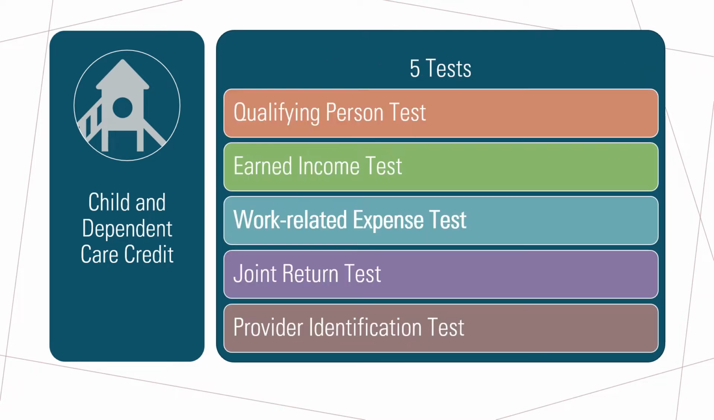So in order to claim this credit, there are going to be 5 tests that our taxpayer has to pass, 5 hurdles. There's the qualifying person test, the earned income test, the work-related expense test, the joint return test, and the provider identification test. So let's take these one by one and see what they mean.